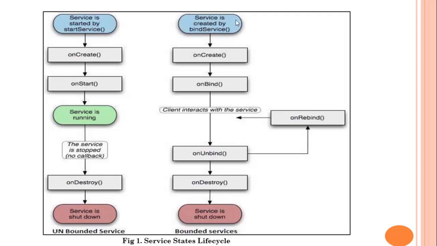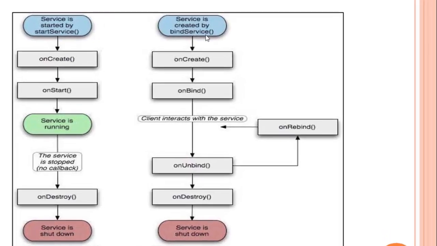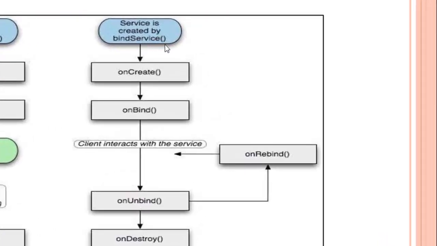Now here the service is created by using the bindService method. Using the bindService method, this means the activity has to bind with the component by using the bindService method. This is also done by using the onCreate method, then use the onBind method. Then here the client interacts with the service after using the onBind method.